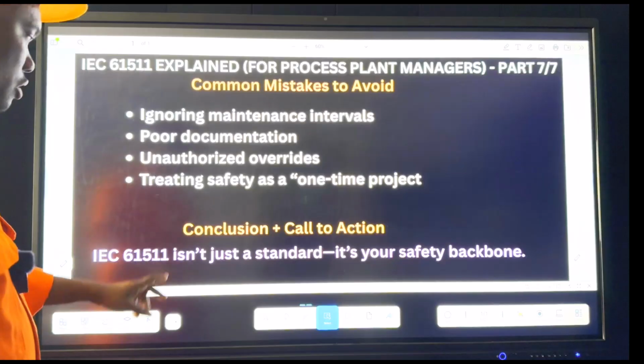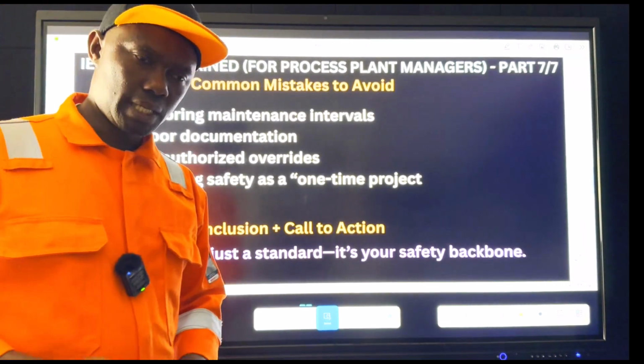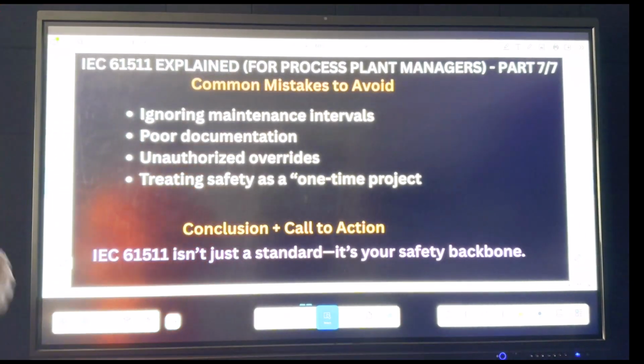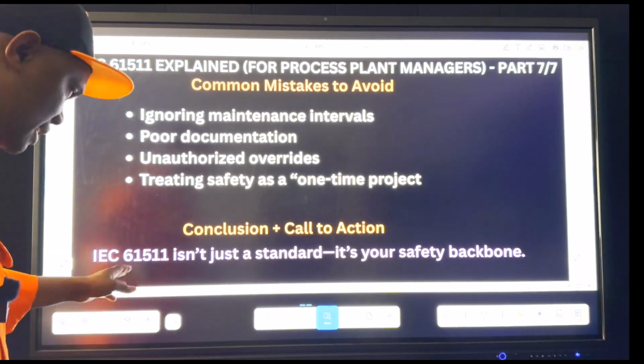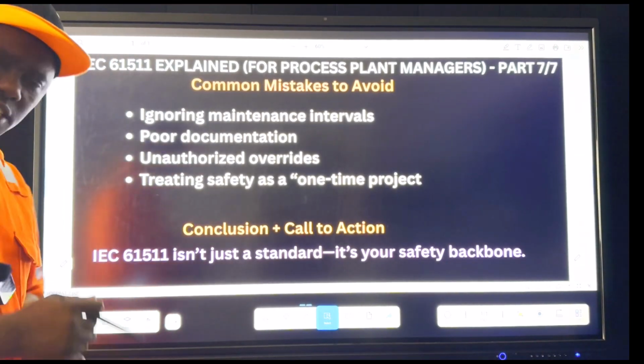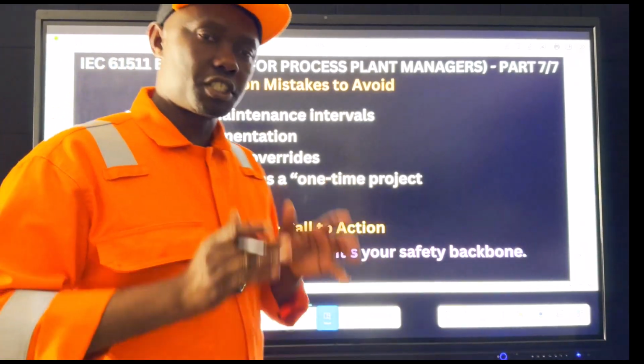This will be a conclusion for this series and a call to action. IEC 61511 isn't just a standard, it's your safety backbone.